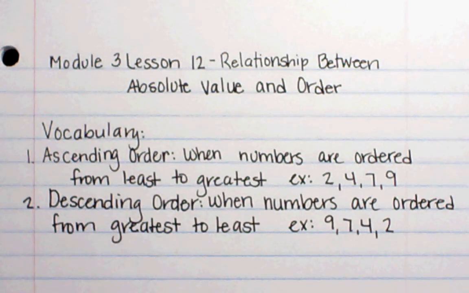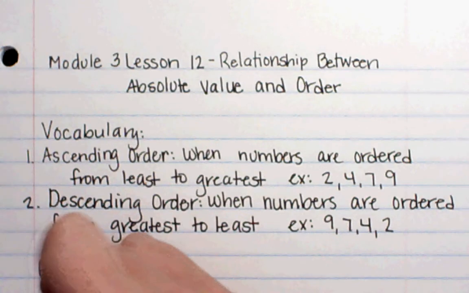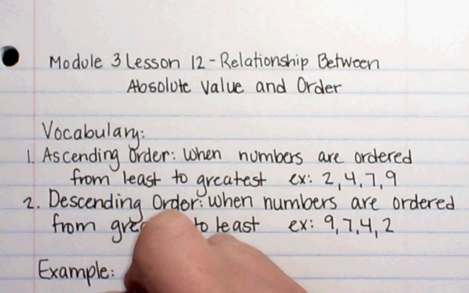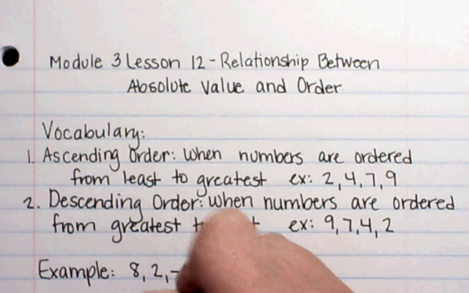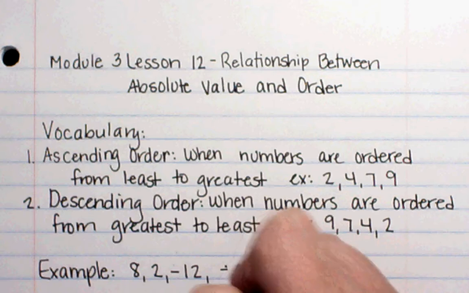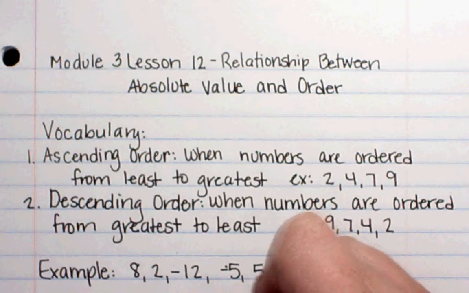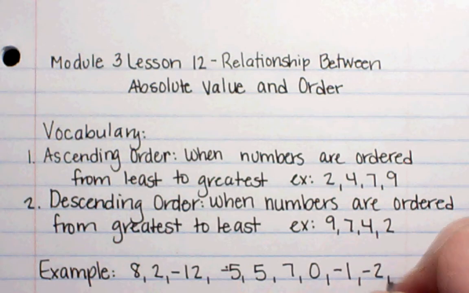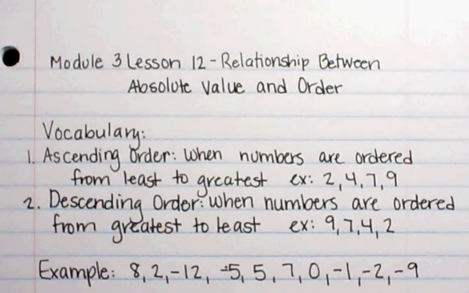Today's lesson is a mixture between Lesson 11 and Lesson 10, so I am going to help you get through that right now. So I'm going to give you a set of numbers. So we'll write example: 8, 2, -12, -5, 5, 7, 0, -1, -2, -9. Okay?